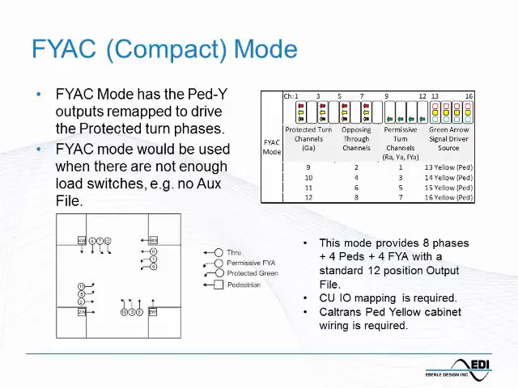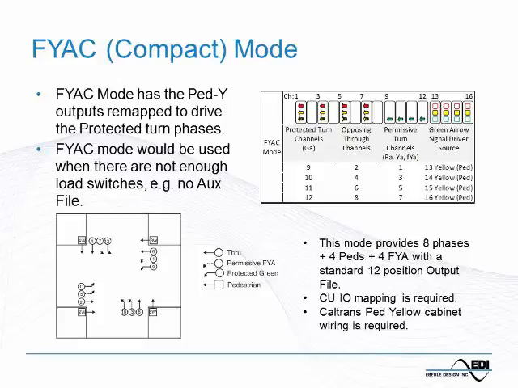So now let's look at the flashing yellow arrow compact mode. All right. The idea here is we don't want to use an aux file for some reason, so we're going to remap some outputs to collect our channel pairs. Now there's a couple of restrictions here. Number one, as we'll see in a minute, this requires some special wiring to be in your cabinet. This wiring is required by Caltrans, so if your cabinet is truly Caltrans approved, it will have that wiring.